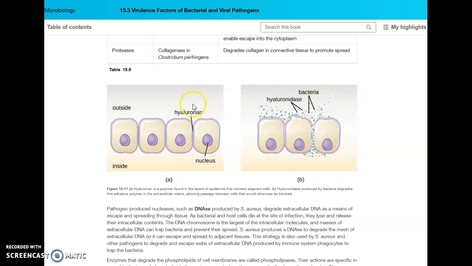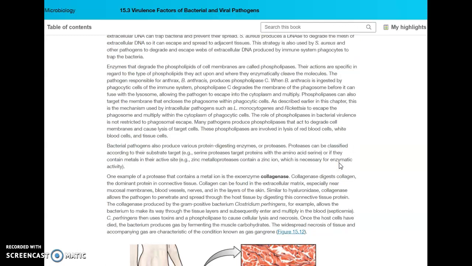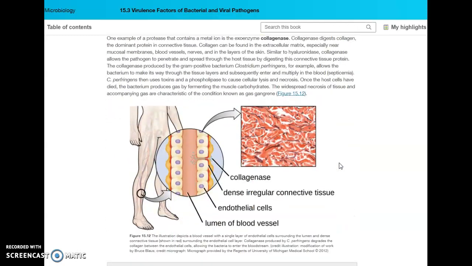So here is this example of hyaluronidase, where here's the glue, and now that those cells aren't attached to each other anymore, those bacteria can just get right in through there, and this allows them to get to all of these tissue layers that are located below. And then they'll continue to secrete this hyaluronidase enzyme that allows them to just keep going, deeper and deeper.